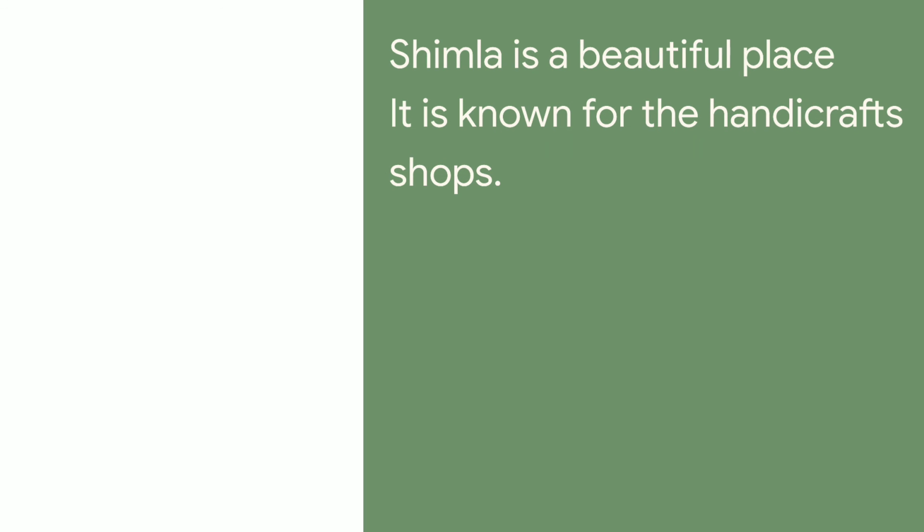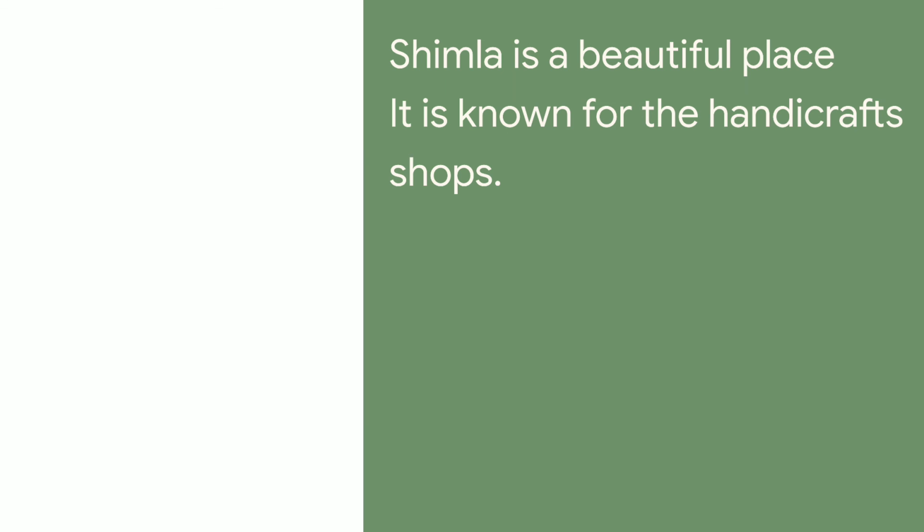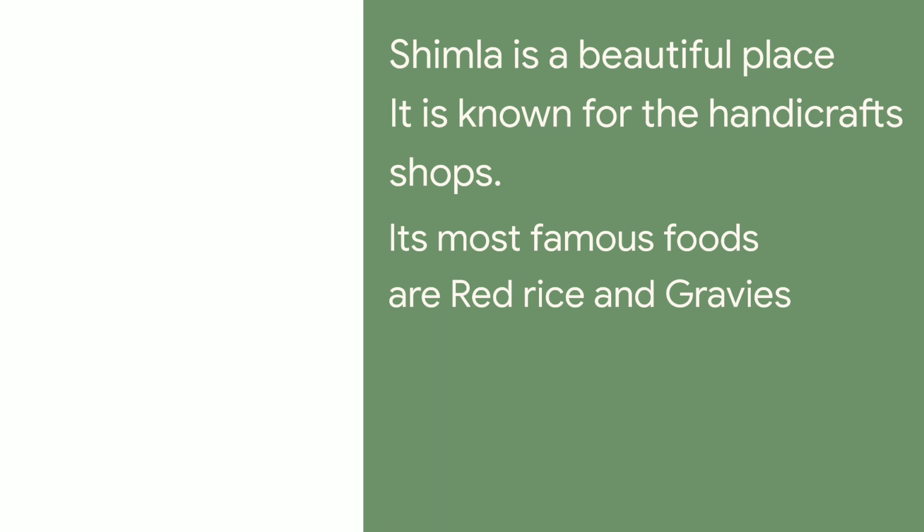Shimla is a beautiful place. It is known for the handicraft shops. "It" is used for denoting Shimla, which is known for the handicraft shops, for representing things like Shimla. We use "it" as the subject. The sentence doesn't say anything possessive that Shimla has; it just denotes that it is known for the handicraft shops. We use "it." If I say more about it, like: its most famous foods are red rice and non-veg gravies.